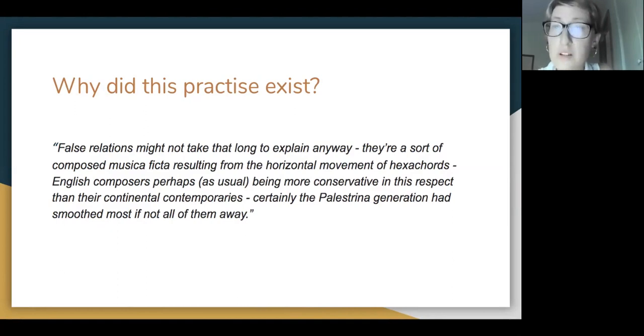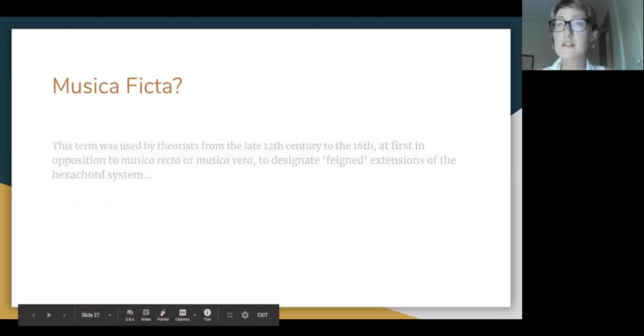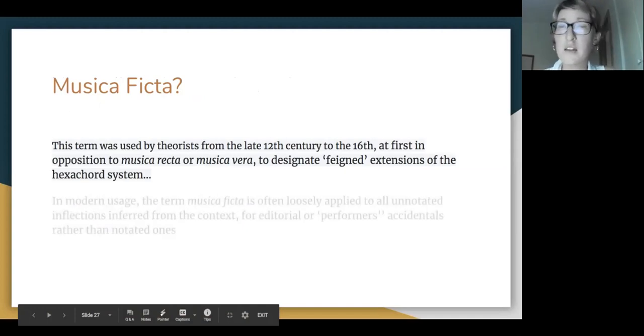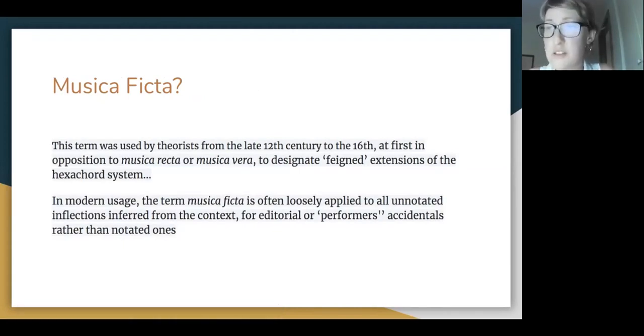So firstly, what is musica ficta? The way I would explain it is in early music, sometimes even earlier than what we've just been looking at, so 12th century to 16th century, you wouldn't have the accidentals written in, but each singer would have their part book, and there'd be certain norms that they'd be used to that they would put in accidentals without it being written in. That's my version of it. Here's a Grove dictionary version and another version in modern day. It's loosely applied to all unnotated inflections, which is basically as I've just said. And notice that another word for musica ficta is musica falsa, and I think that might be where the false relation came from, but I'm not sure.